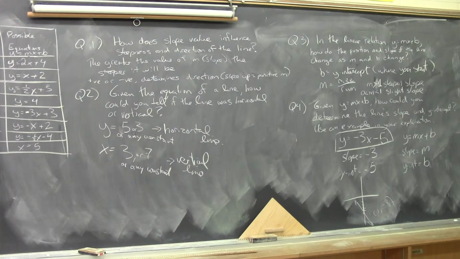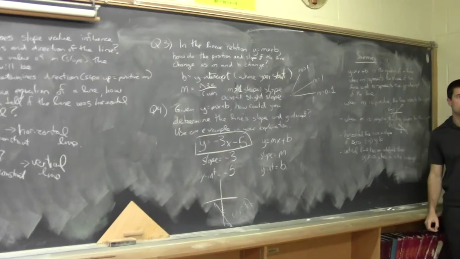Okay, any questions? Yeah. What does that say for question 3? M is greater than 1 slope? Yeah, if it's greater than 1, it's a steeper slope. So it's a steep slope. This is 45 degrees, that's greater than 1, and this is between 1 and 0. So this is m is greater than 1, this is m is equal to 1, and this is m is between 0 and 1. Okay?